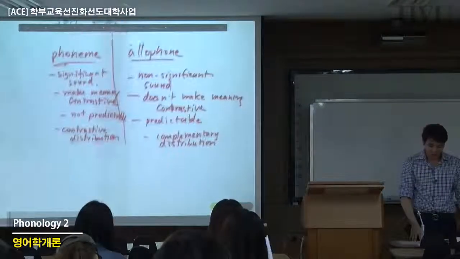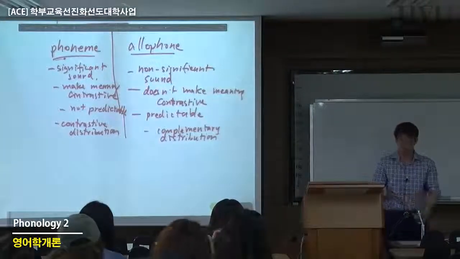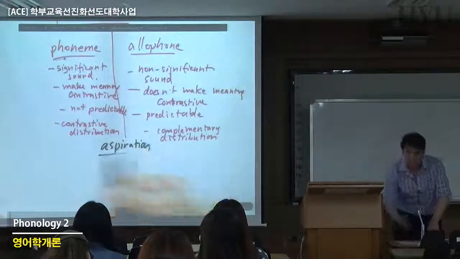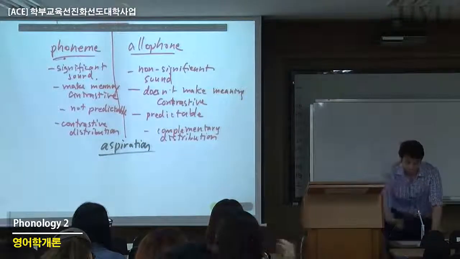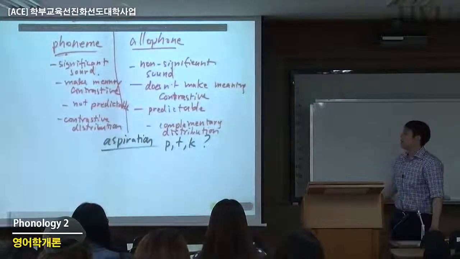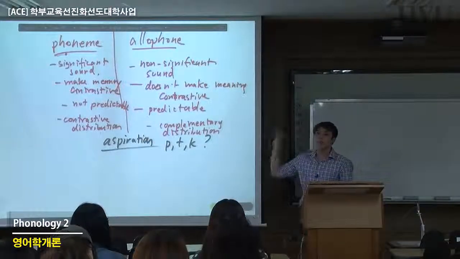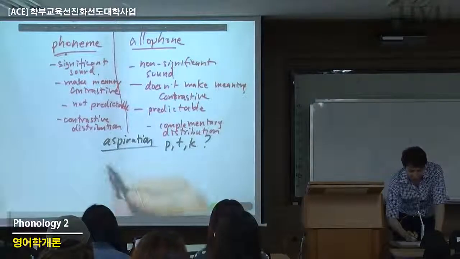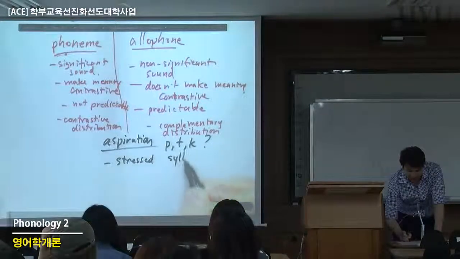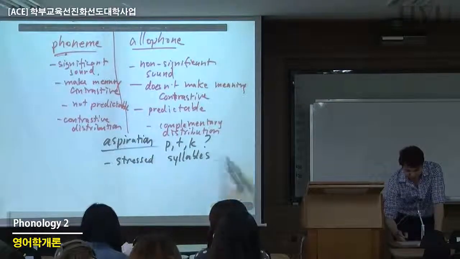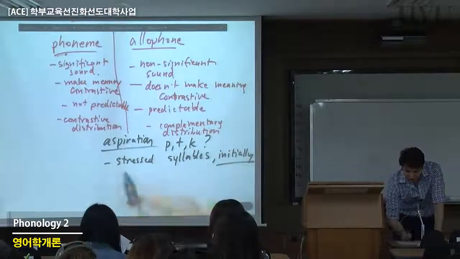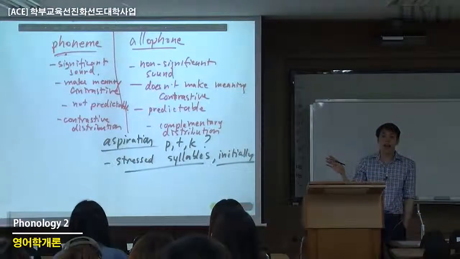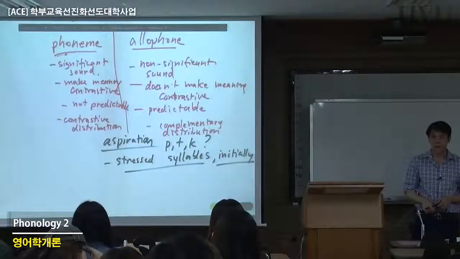And one particular type of allophone in English is the aspiration, remember? When do you find aspirated allophones of P, T, and K? P, T, and K are voiceless stops, right? So where do you find the aspirated P, T, and K? You remember? In stressed syllables, right? And initially, meaning initial of the stressed syllable, okay? And in other syllables, you have unaspirated P, T, and K, okay?